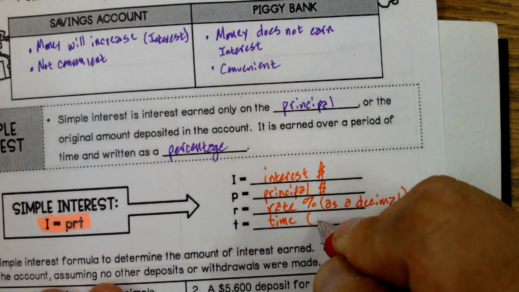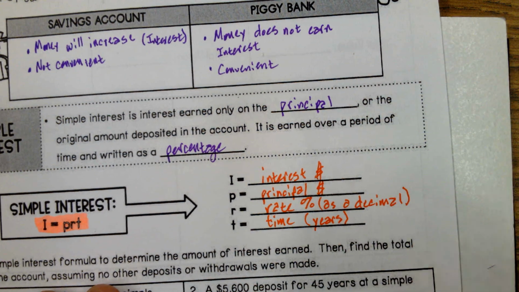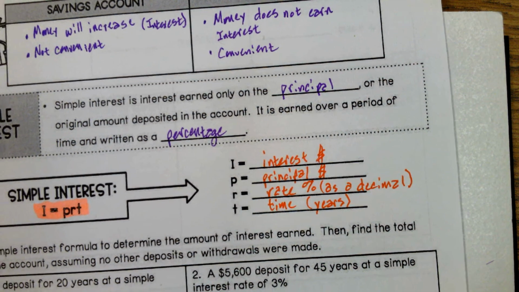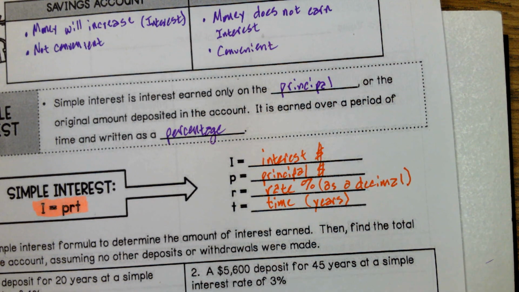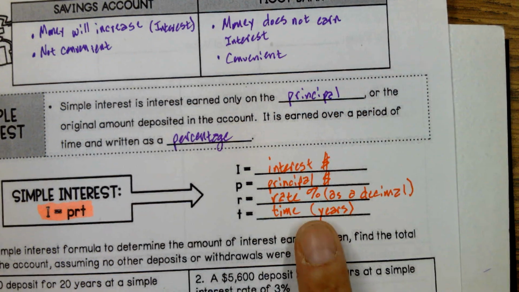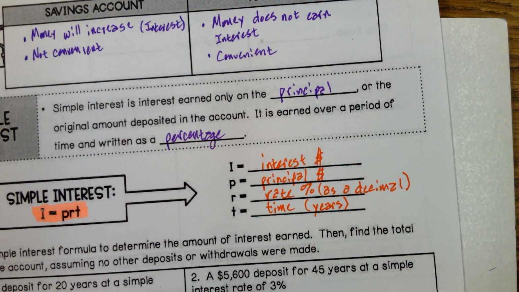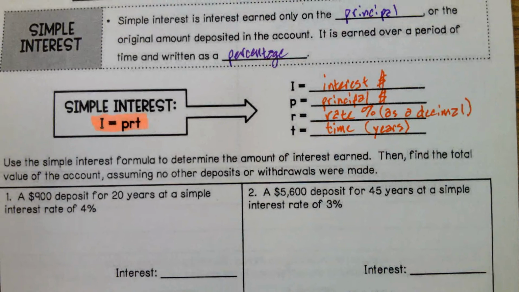And this is in years. So it could be 1 year, 2 years, 3 years, or it could be part of a year. It could be 6 months, which is one half a year, right? It could be a year and a half, 2 years and a half. It just depends. So it'd be one, two, three, four, or one half, or 1.5, or 1.75. It all depends on what part of a year you have.